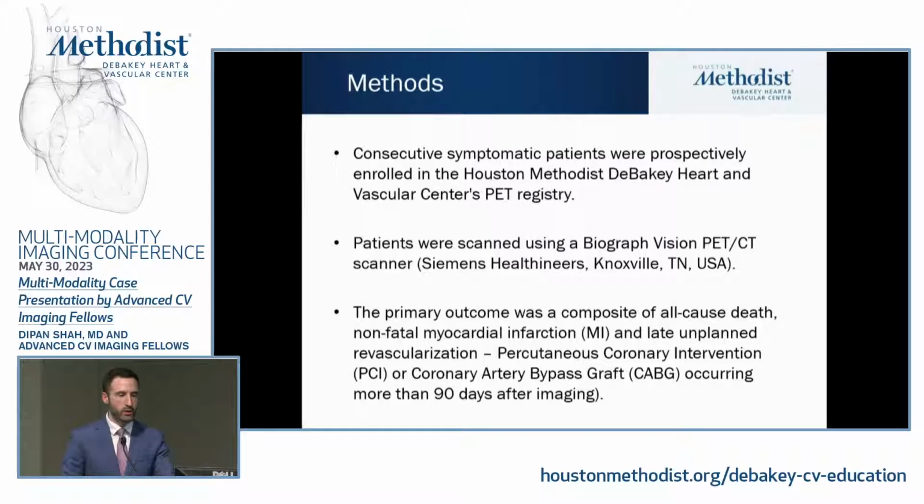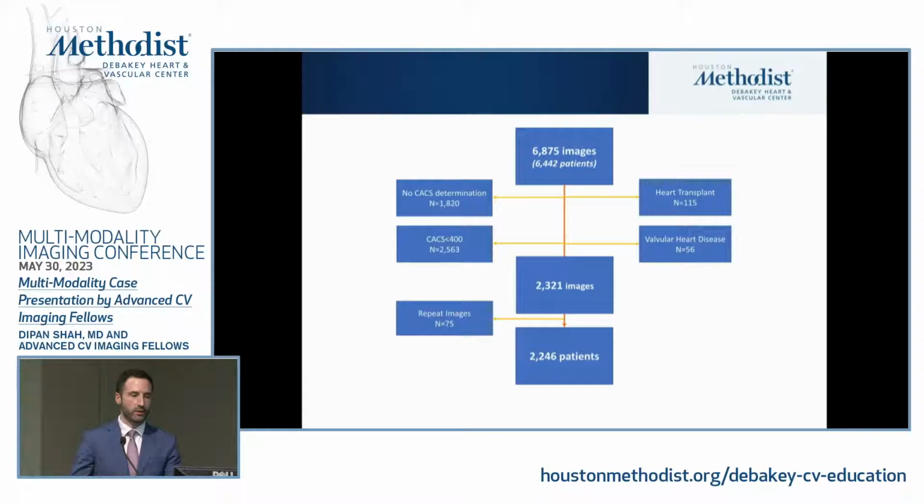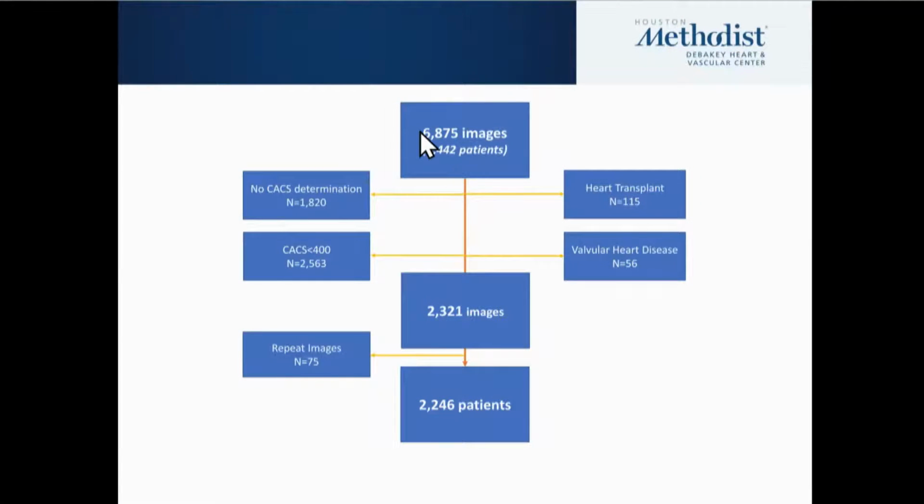So all patients in our institution are scanned using a digital PET scanner, and they were followed prospectively for incident events, including MI, CABG, and all-cause mortality. So starting from a data set of about 6,400 patients, we excluded anyone with transplant, valvular disease, anyone with a calcium score less than 400.